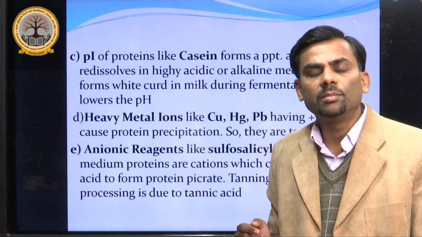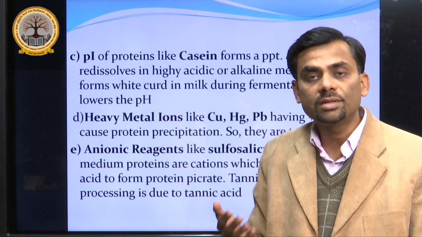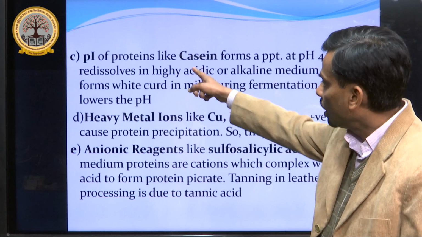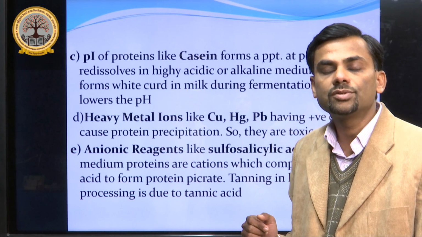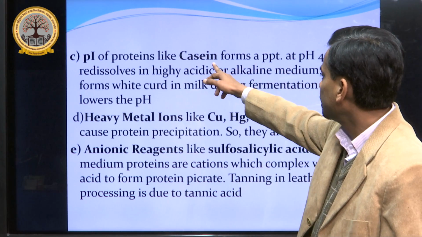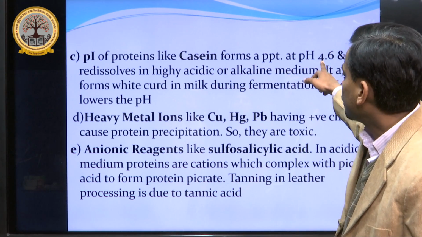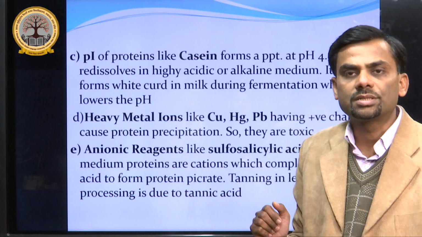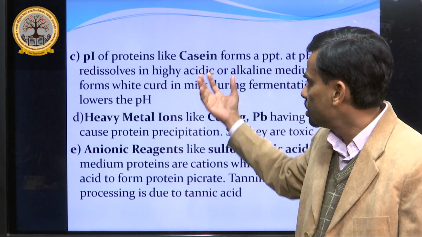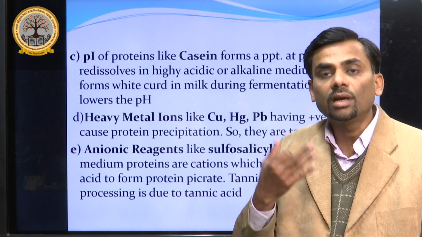Another chemical property which causes precipitation, that is, an increase in insolubility of protein, is again the isoelectric point, or isoelectric pH, denoted by pI. Like in the case of casein, the isoelectric pH is 4.6. When a protein, that is casein, is available in a solution, that is in milk.